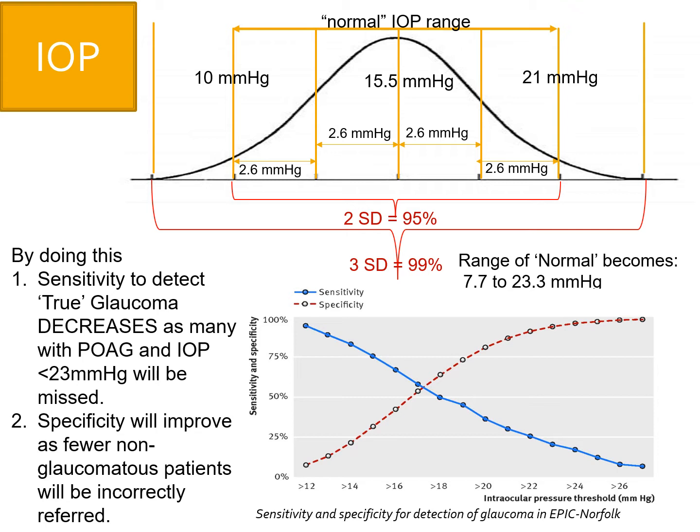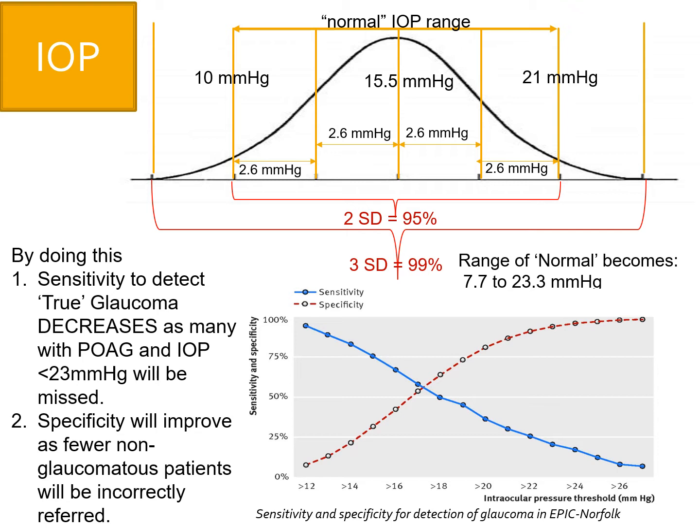to 23.3. But if you increase the cutoff point, sensitivity to detect true glaucoma decreases, as many with primary open-angle glaucoma and IOP less than 23 will be missed. So as you increase the pressure cutoff point, the sensitivity of IOP picking it up decreases. But the specificity will improve because fewer non-glaucomatous patients will be incorrectly referred.